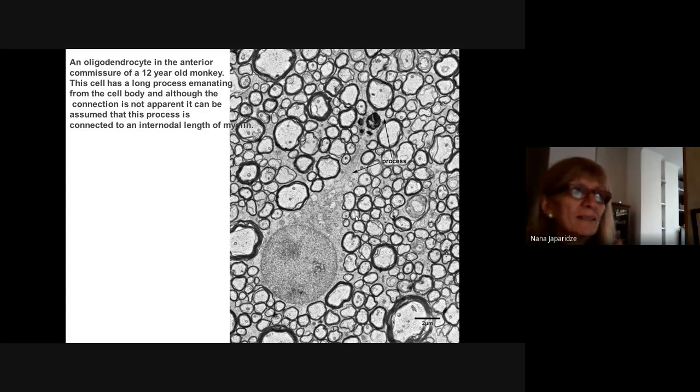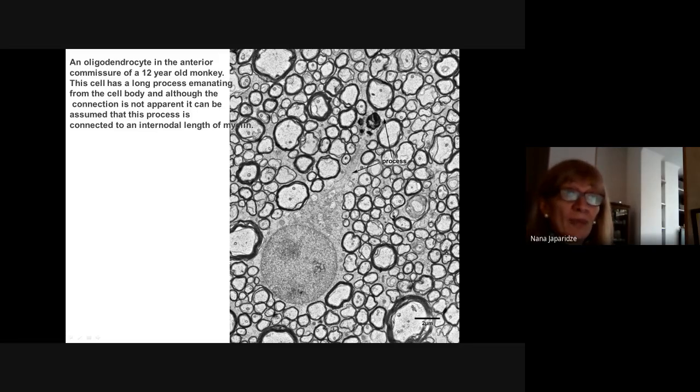And you can see here anterior commissure. Do you know what anterior commissure is? This is part of white matter which connects the hemispheres to each other. So this is one oligodendrocyte: nucleus, cell cytoplasm, and almost all axons which surround this profile of oligodendrocytes are myelinated.